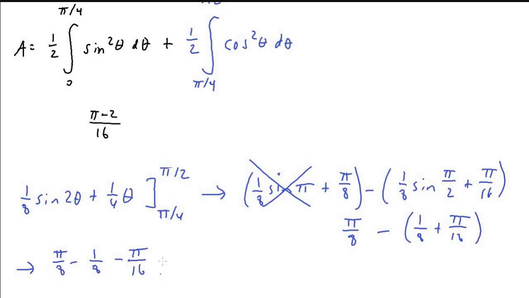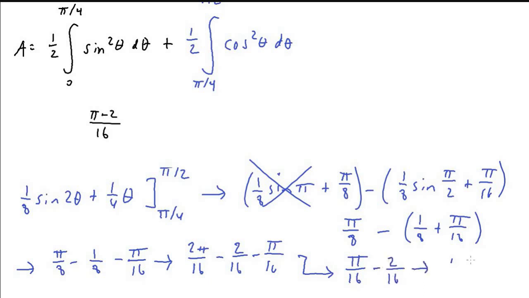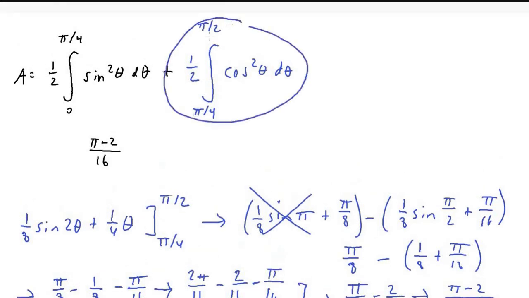And I can change all of them to have the denominator of 16, so I can add or subtract these fractions. So then we get 2 pi over 16 minus 2 over 16 minus pi over 16. And so finally, when I evaluate, 2 pi minus pi is just regular pi. So pi over 16 minus 2 over 16. So then we get pi minus 2 over 16 as the integral of 1/2 times cosine squared of theta from pi over 4 to pi over 2.